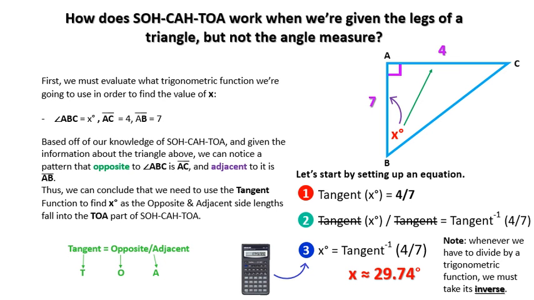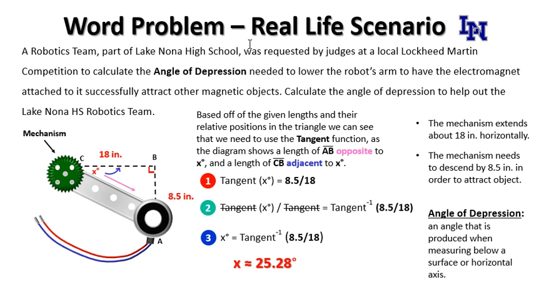So this is a word problem, a real-life scenario that you might have to deal with in your life. A robotics team, part of Lake Nona High School, was requested by judges at a local Lockheed Martin competition to calculate the angle of depression needed to lower the robot's arm to have the electromagnet attached to it successfully attract other magnetic objects. So let's calculate the angle of depression to help out the Lake Nona High School robotics team.